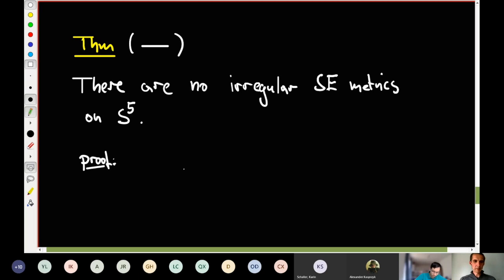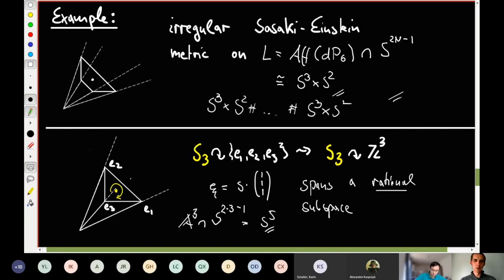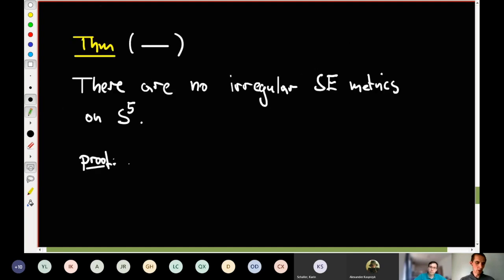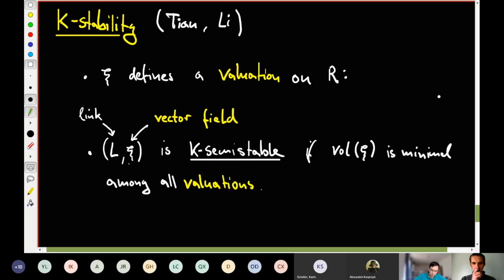And I don't have time to go into the proof of this, but the idea is again to exploit a symmetry, very similar to this one, but the situation is going to be more complicated. Okay, so I have to skip this one.